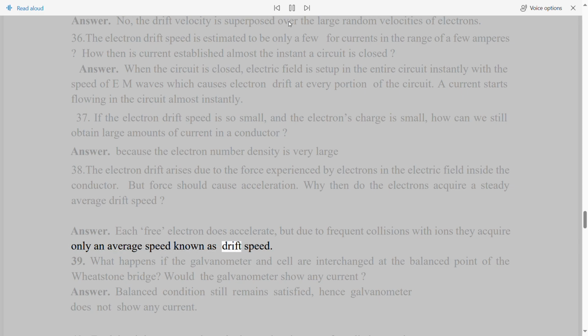39. What happens if the galvanometer and cell are interchanged at the balanced point of the Wheatstone bridge? Would the galvanometer show any current? Answer: The balanced condition still remains satisfied, hence the galvanometer does not show any current.